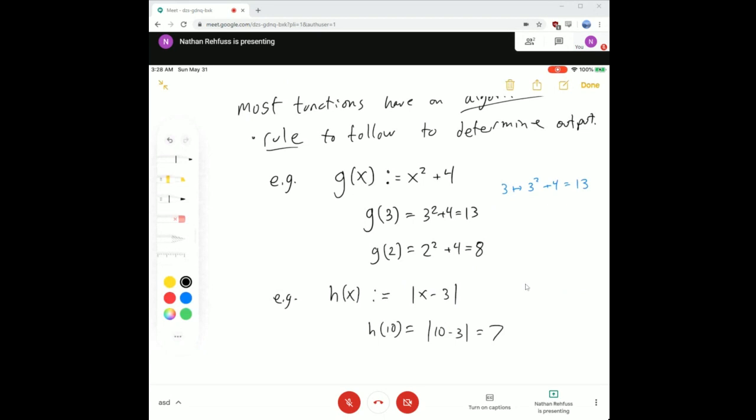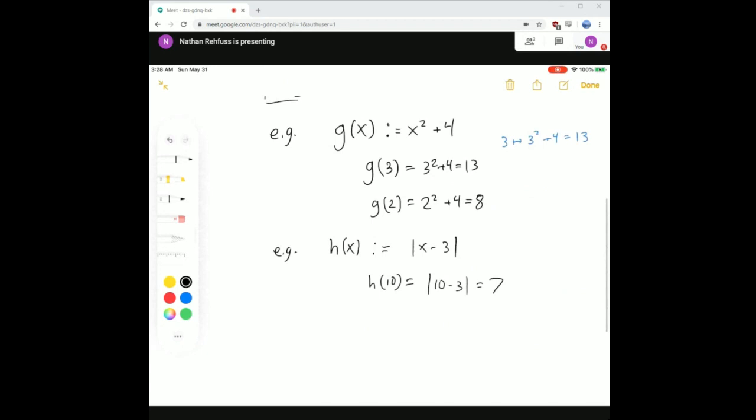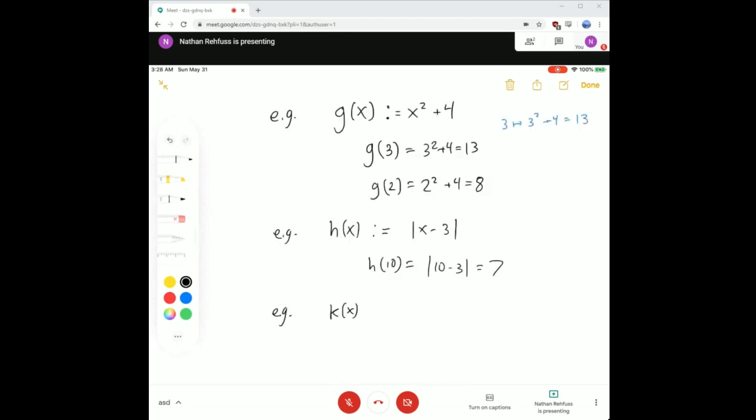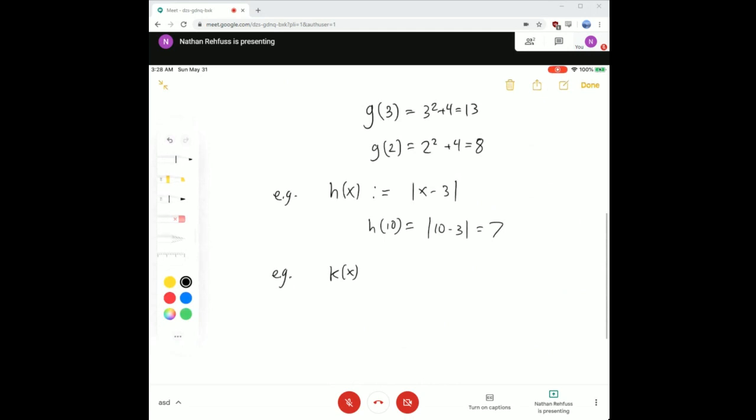But we also want to be able to work with functions when we don't know the rule. So if I don't know the rule, I just know I have a function k of x. Well, all I can really say is I could make something like k of 3 or k of 5, but I don't know what those are going to be without a rule.